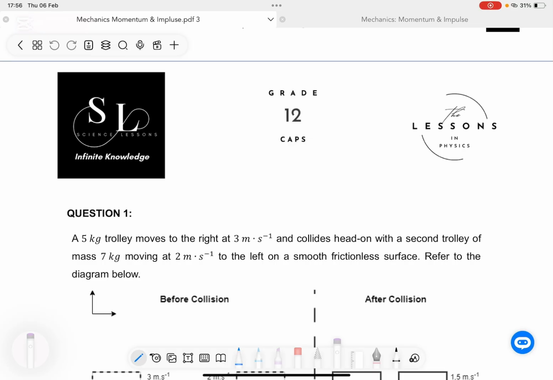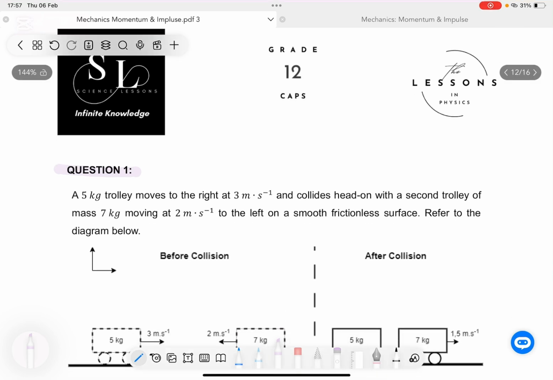In question 1, I'll be teaching you how to use the law of conservation of linear momentum to solve problems. As usual, when we solve problems, we apply the problem-solving strategy, which starts with problem interpretation, the I for interpretation. So I'll begin by interpreting this problem.